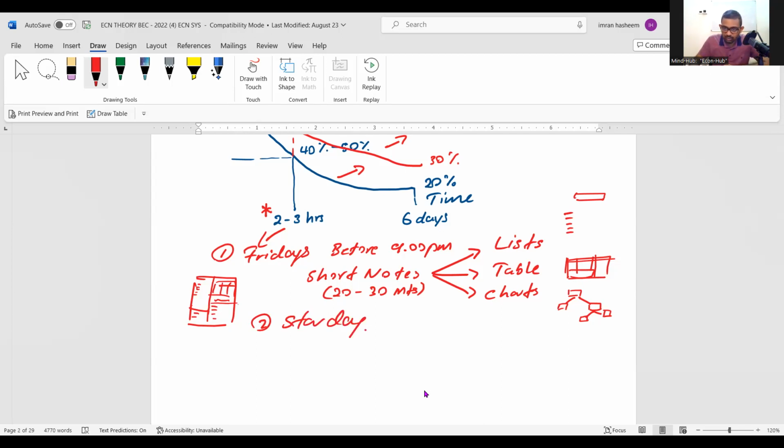Saturday at about 9 p.m., or if possible, 6 p.m. is also okay. That's the 24-hour mark now of getting the knowledge. So the basic idea is within the 24-hour mark. Is that clear?